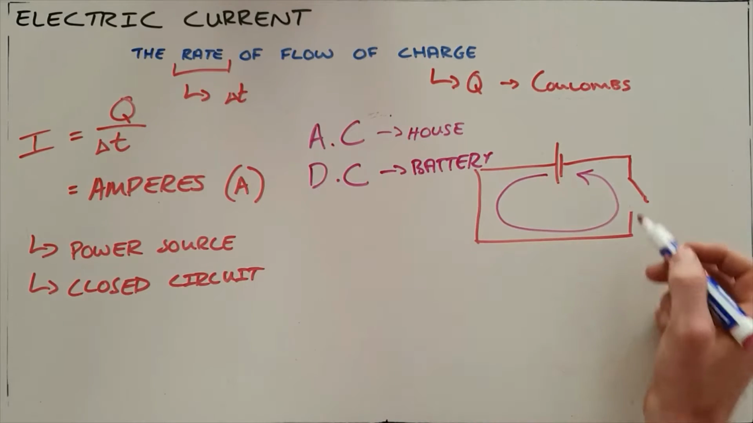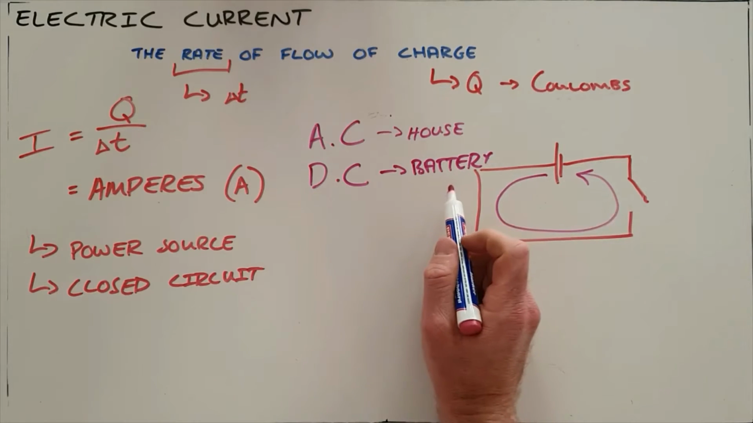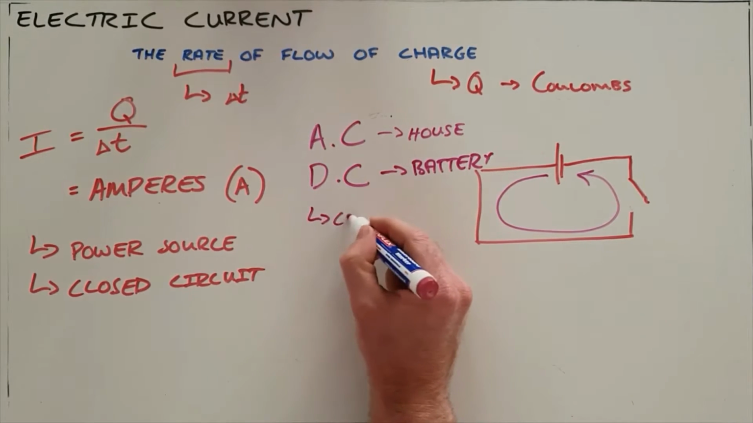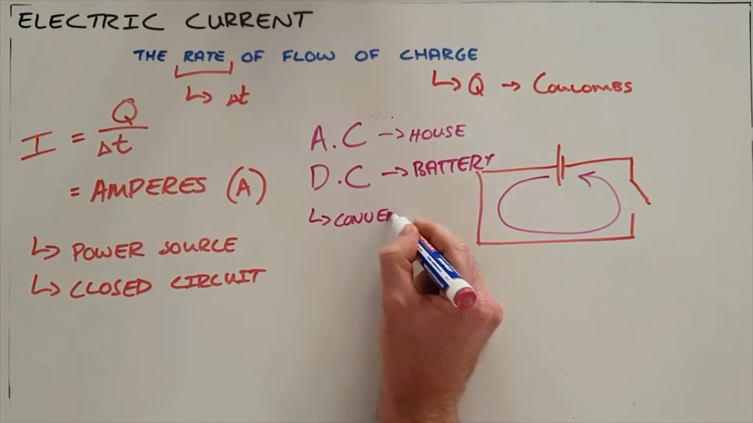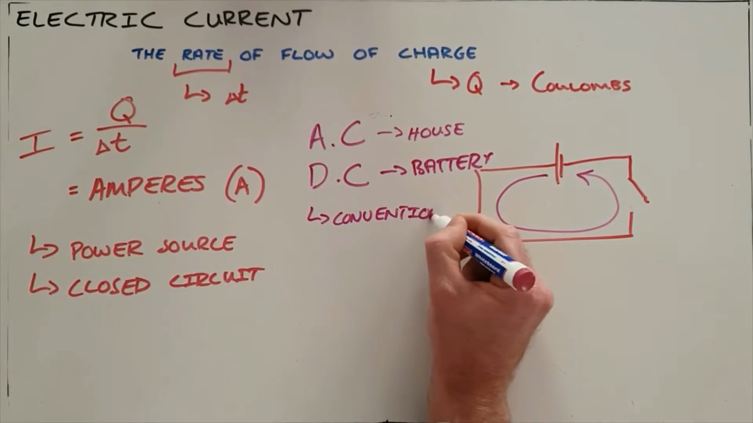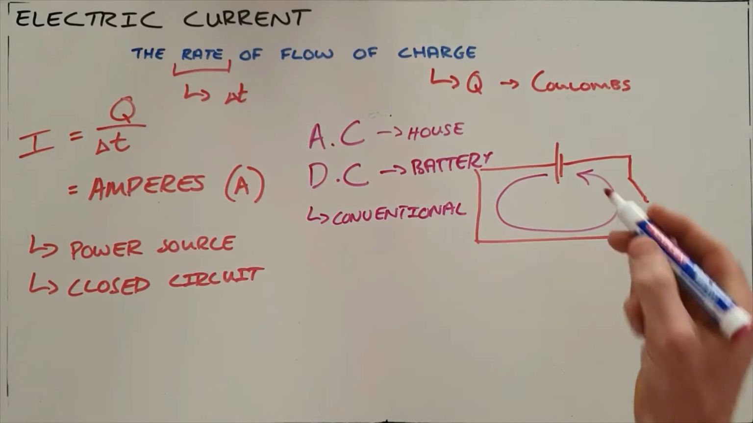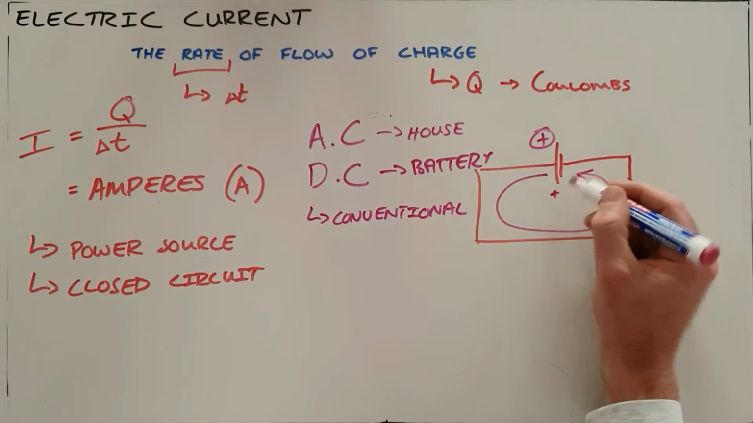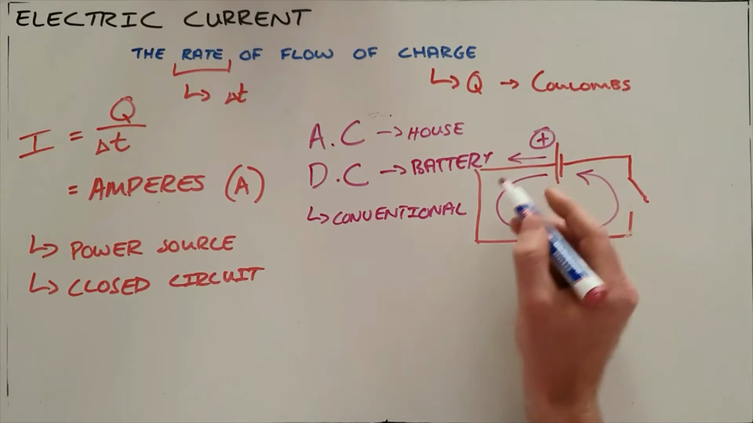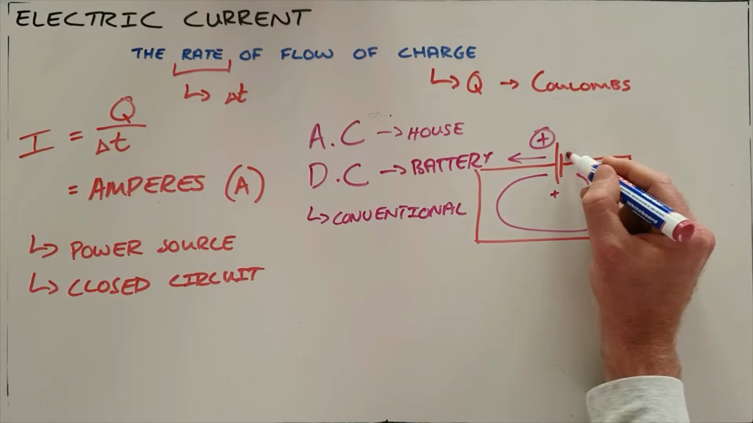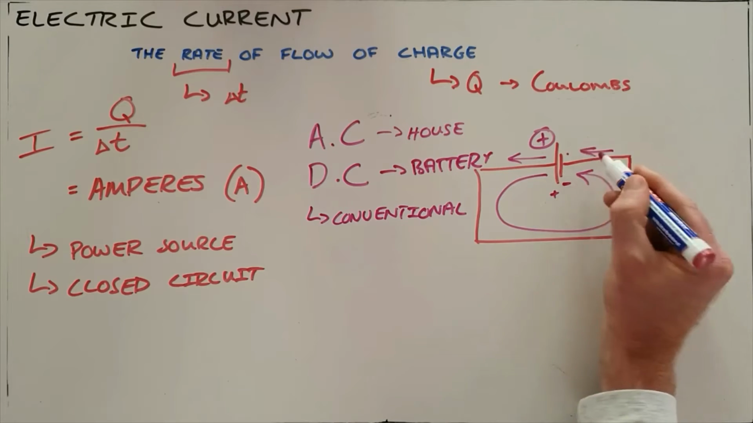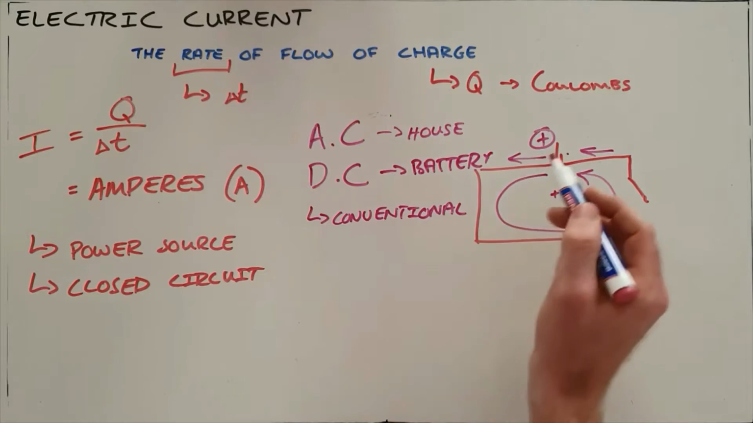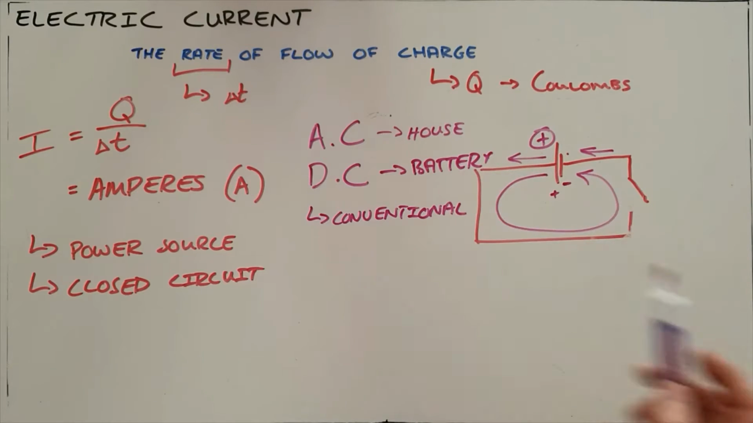So in the electric circuits that we deal with, we are going to be dealing with direct current. And then we will often talk about conventional current, which is the original idea of what current was, that it is the flow of positive charge. Positive charge would always move from the positive terminal of the battery around the circuit as it is attracted towards the negative terminal of the battery. So conventional current is the flow of positive charge from positive to negative.